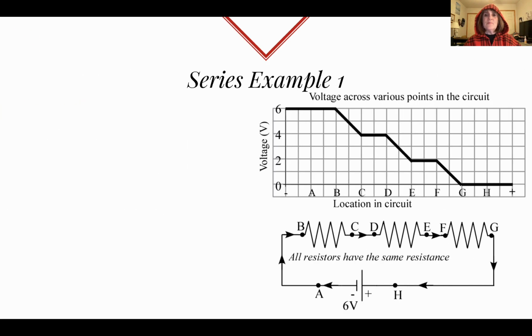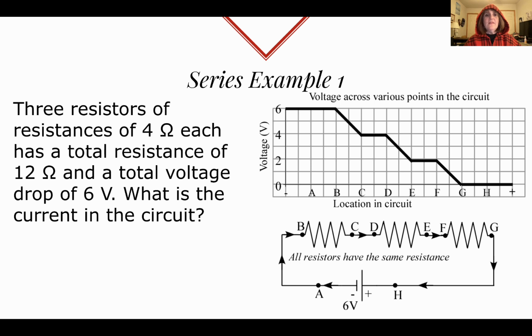Let's look at an example of a series circuit. Notice this series circuit has one battery that is 6 volts and then 3 resistors. Could be 3 anything. There are 3 resistors, each of a resistance of 4 ohms. That means it has a total resistance of 12 ohms because 4 times 3 is 12. And total voltage of 6 volts.